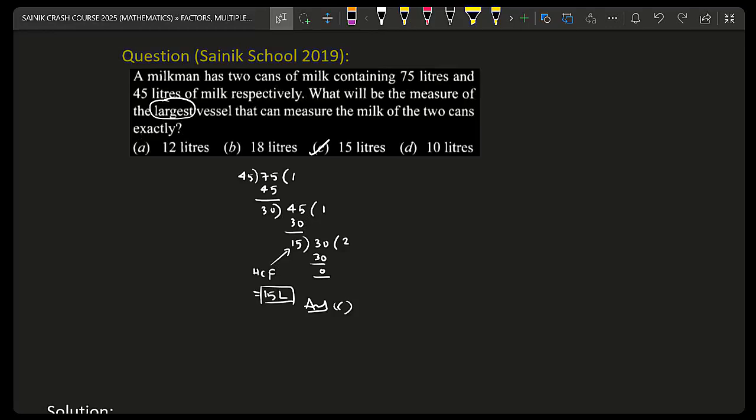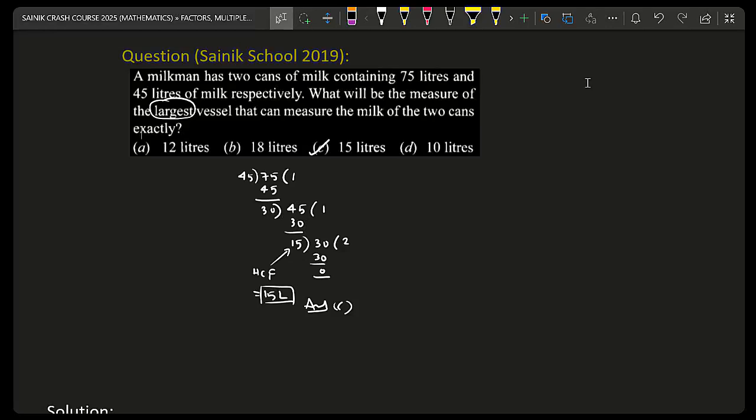Okay, sir. Aditi, sir, how do we get 15 liters? So we have to find the HCF of 45 and 75. You understood this method, the common division method to find HCF?